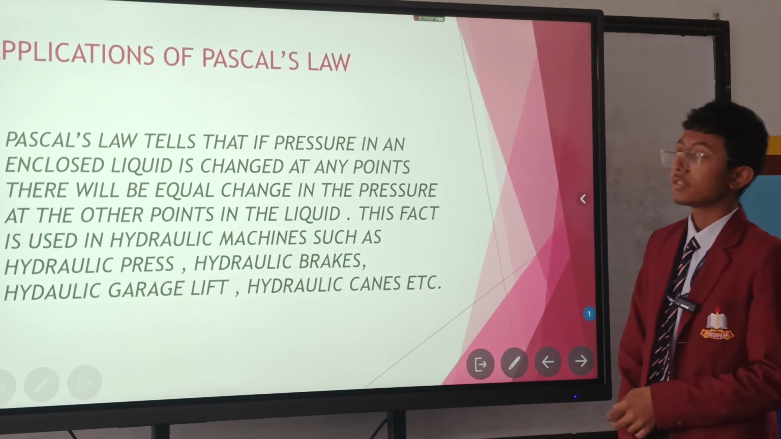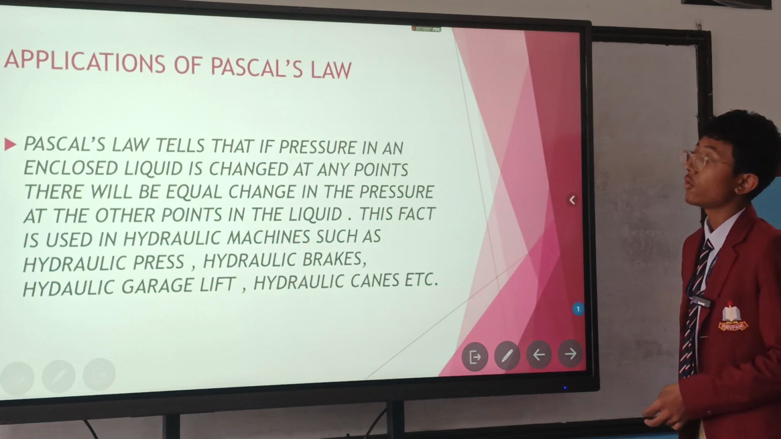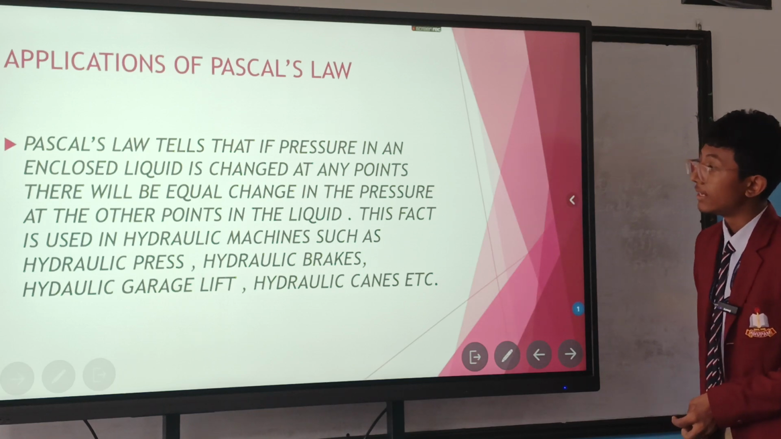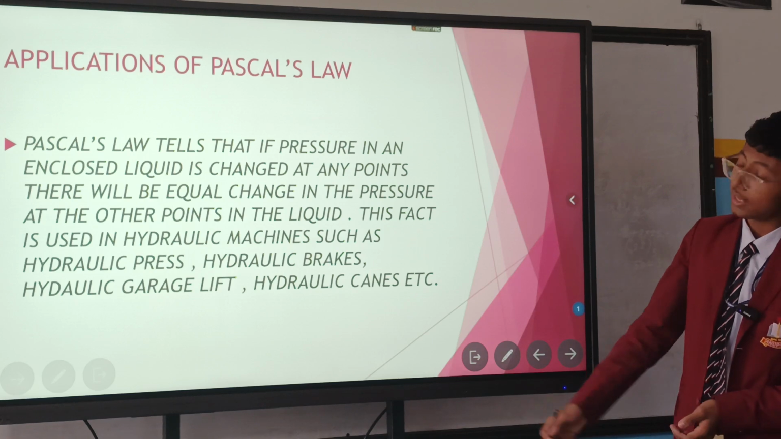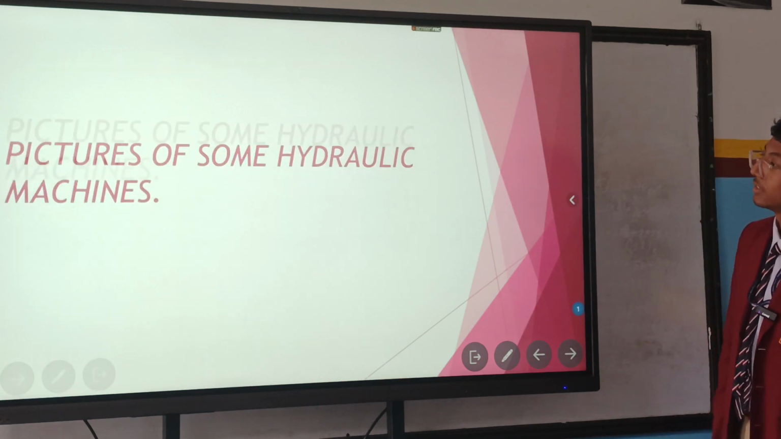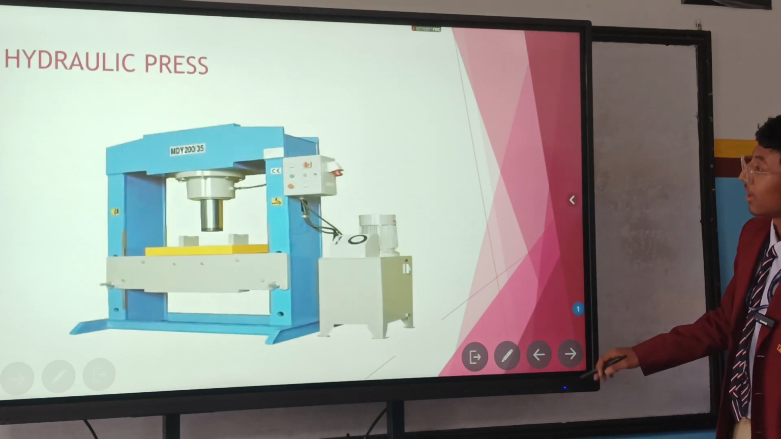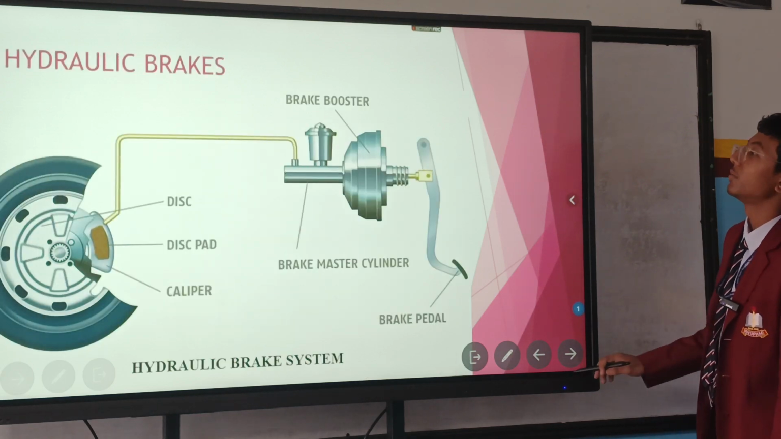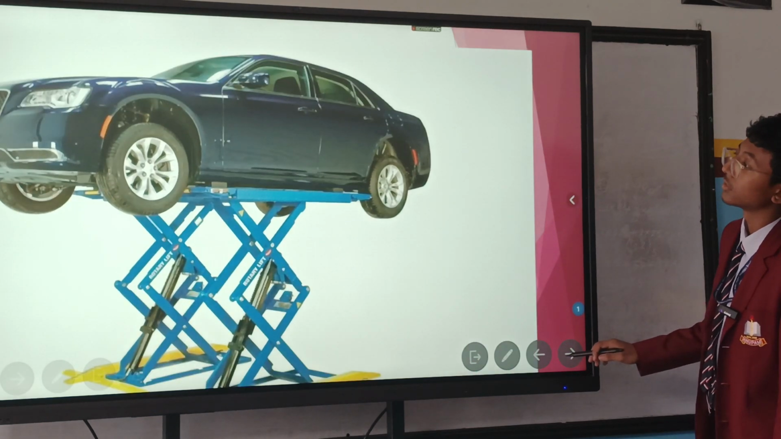Application of Pascal's law. Pascal's law tells us that if the pressure in an enclosed liquid is changed at any point, there will be equal change in the pressure at the other points in the liquid. This fact is used in hydraulic machines such as hydraulic press, hydraulic brakes, hydraulic gas lift. Pictures of some hydraulic machines. Hydraulic press, hydraulic brakes, gas lift.